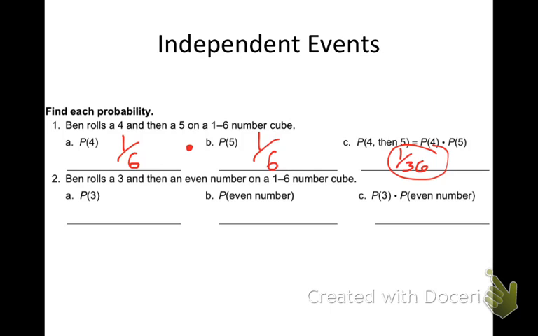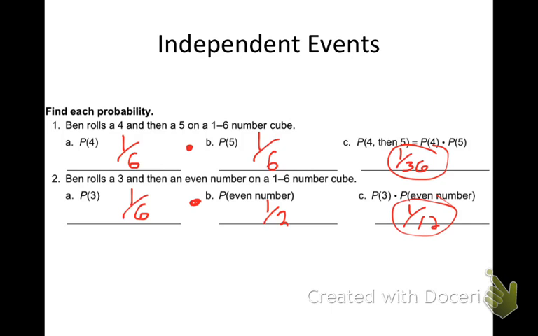Number 2. What's the probability that Ben rolls a 3 and then an even number on a 1 through 6 number cube? So what's the probability of him rolling a 3, Mr. Lakin? What about getting an even number, Mr. Monahan? 1/2. I have each probability. Now what do I need to do with them? I need to multiply. And I get what, Miss Worth?